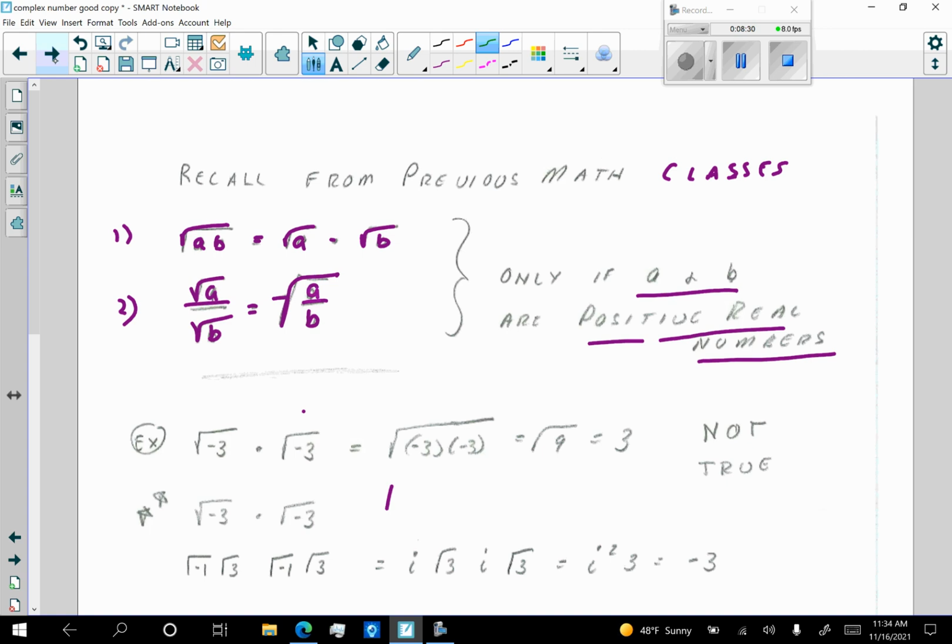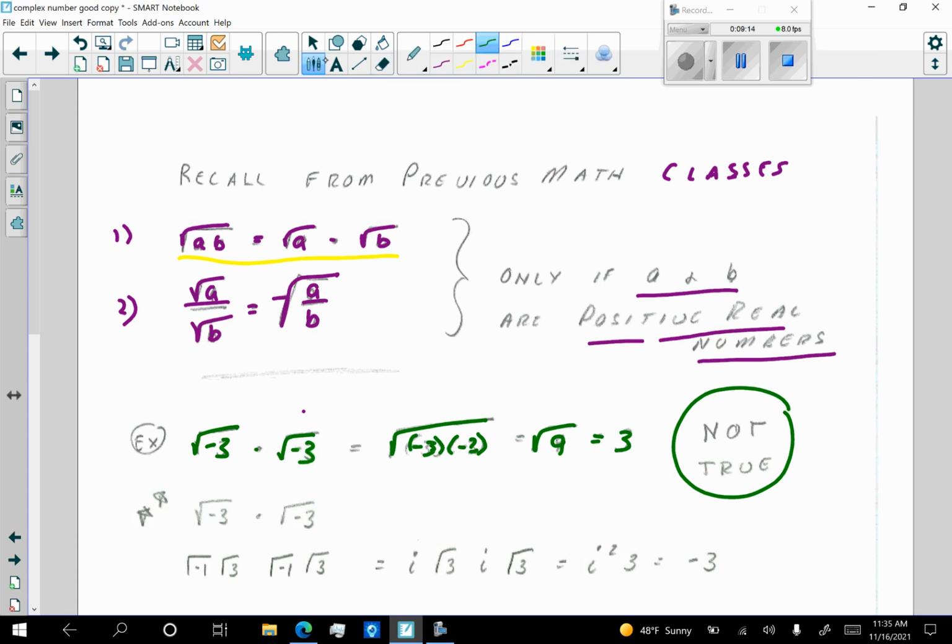And let me show you how we have to be very careful. If I have the square root of negative 3, as I have here, times the square root of negative 3, if I just look at this property right here, I would think that this should be the square root of negative 3 times negative 3. Well, negative 3 times negative 3 is 9. So the square root of negative 3 times the square root of negative 3 is going to be the square root of 9, which is 3. And it's a really good argument. The problem with that argument is it's not true. And here's why it isn't true.